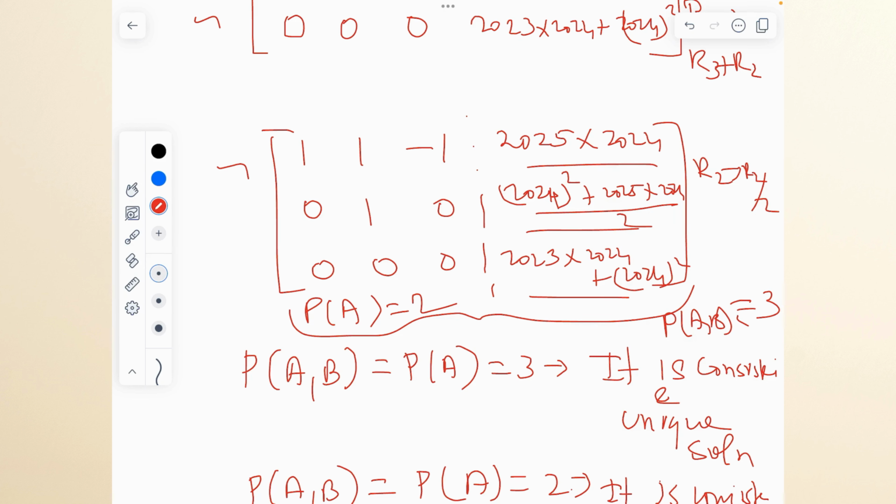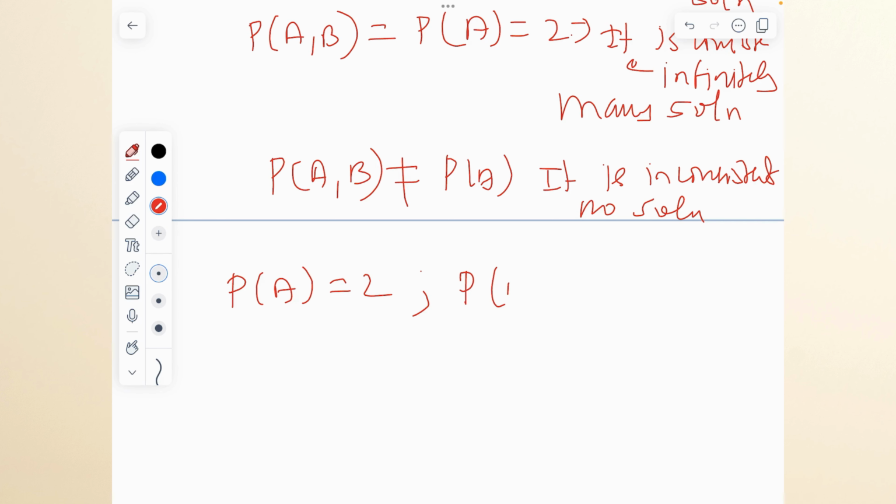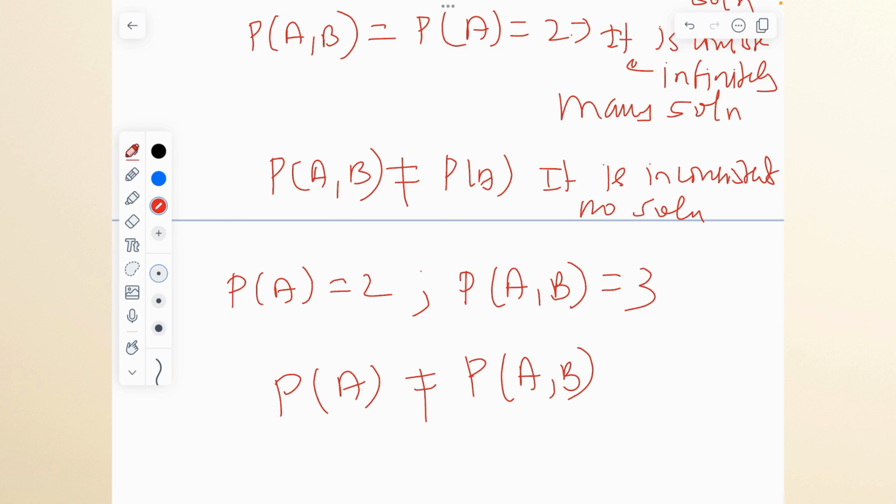So here, the conclusion: rank of A is 2 and rank of A comma B is 3. Since rank of A is not equal to rank of A comma B, you can write that the system is inconsistent and has no solution.